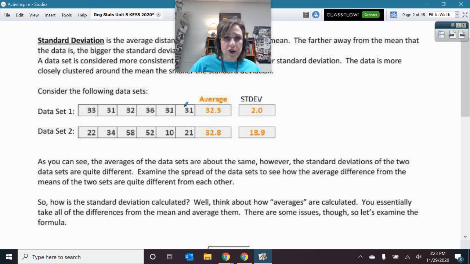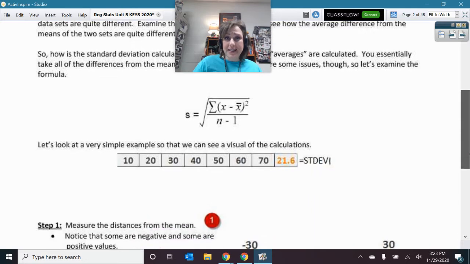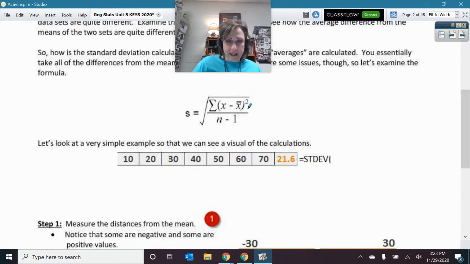These numbers here are closely clustered around the mean, so the standard deviation is 2. Here, these numbers are much more spread out, so they are farther away from the mean of 32. So that's a much bigger average distance from the mean. All right, so hopefully you noticed that. So let's now get into this scary looking formula. And this one right here even looks a teeny bit different, but let's take a look at this first part.